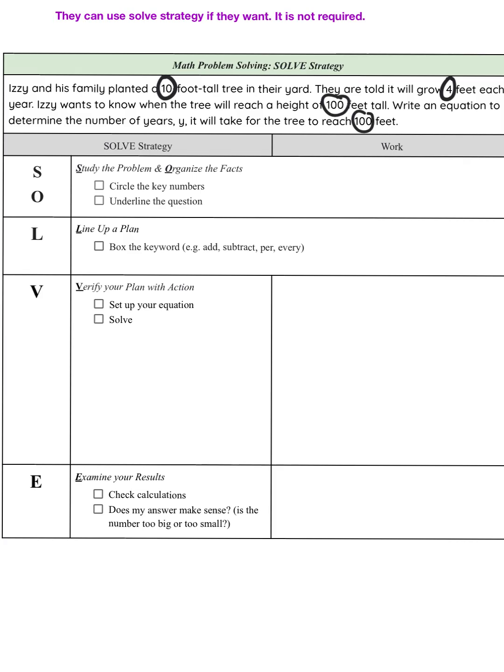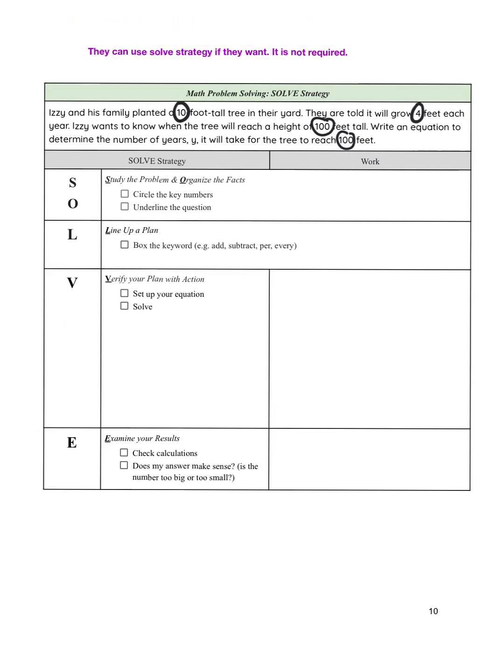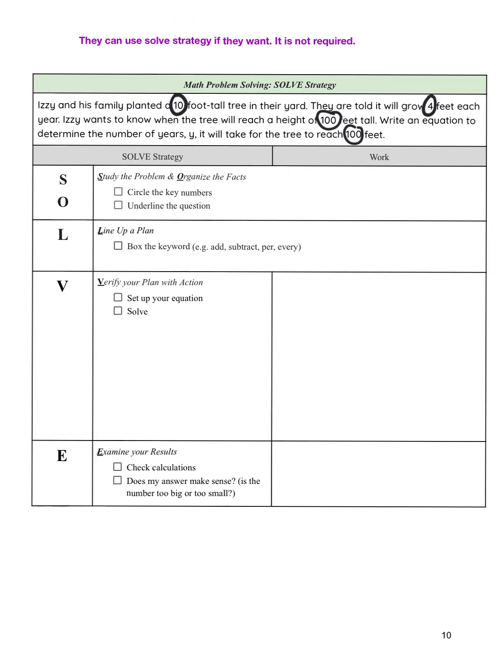Then we have to underline the question. Usually the question is at the end, and for this it says write an equation to determine the number of years y it will take for the tree to grow. So when it says write an equation to determine, that's what we don't know. So we don't know what the variable is, which is y years. How many of those? We don't know. Trying to figure it out.